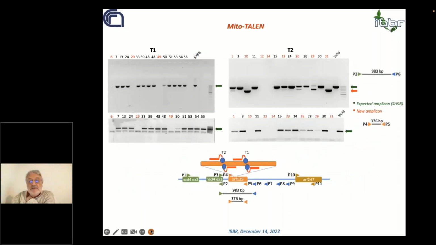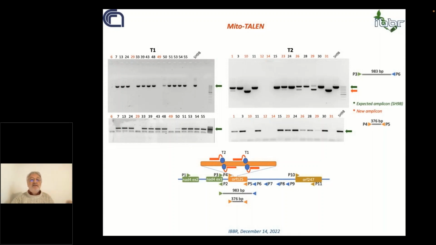So these are the results, first of the TALEN. The bottom is the target region. ORF 125 is in between two genes, one very important, NAD4, the first two exons of NAD4, and then upstream of ORF 125 there is another ORF, 247, of unknown function. At first we amplified the total DNA of transgenic plants using primer P3, landing on the first exon of NAD4, and P6, a primer in the intergenic region between ORF 125 and ORF 247. We also had two internal primers for the target gene.